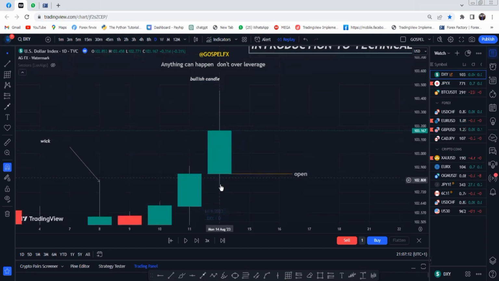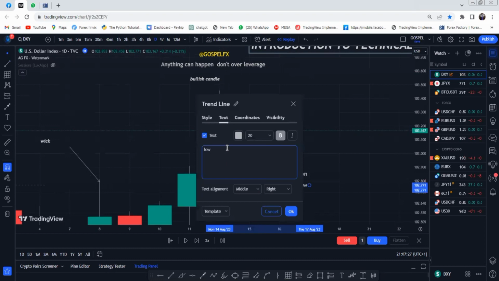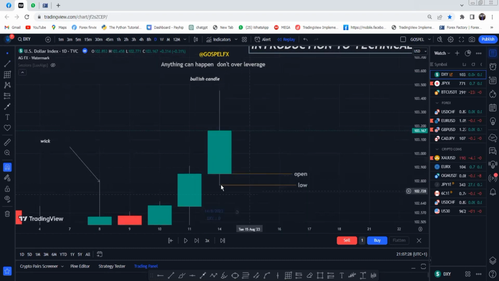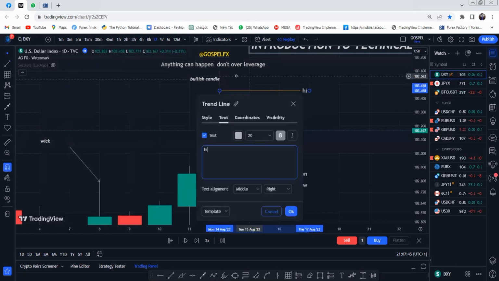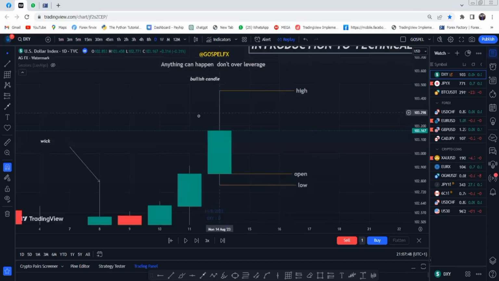Now, when it opens here, it traded down to this point. This was the last price point it traded down to before it started going back up. It is called a low. That's the candle's low. Now, it went right up to this point before it came back down and closed at this price point. So this is going to be the high of this candle, and at this point is where the candle closed.